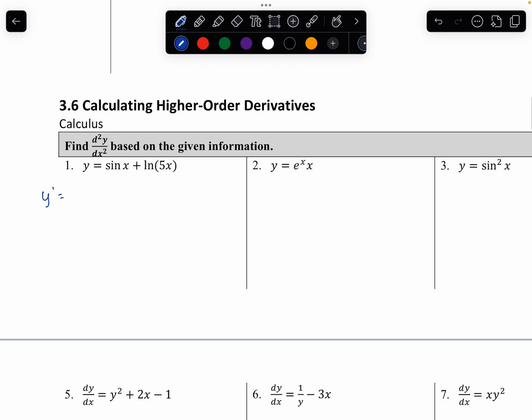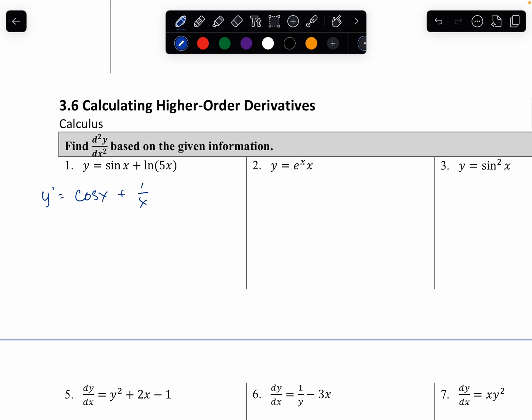Derivative of sine of x is cosine of x, and then plus the derivative of the natural log of 5x, which is 1 over 5x, times 5 for the derivative of the inside. So this is just going to simplify to 1 over x. So plus 1 over x.